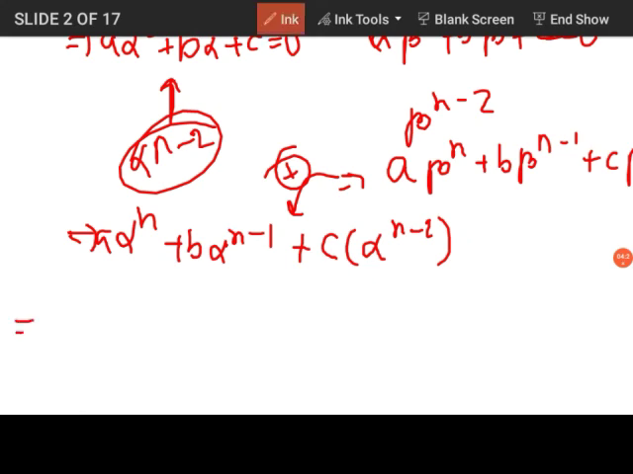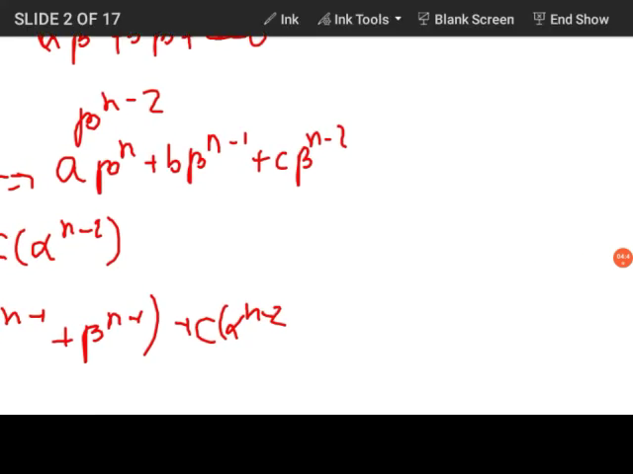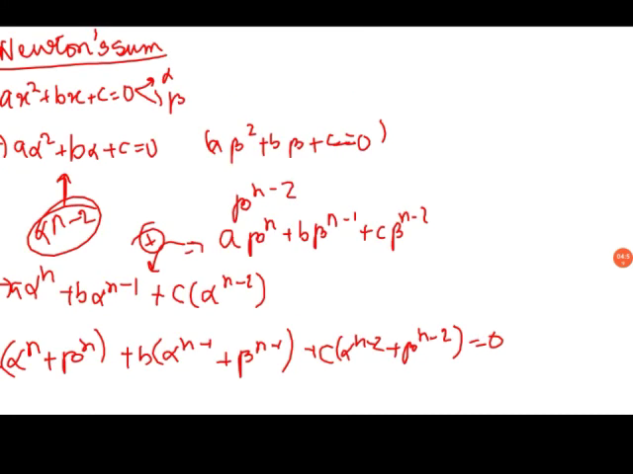You are going to get a multiply, like a will be common, right? Alpha n plus beta n plus b alpha n minus 1 plus beta n minus 1 plus c alpha n minus 2 plus beta n minus 2. Now this is your Newton's sum. This is your Newton's sum.